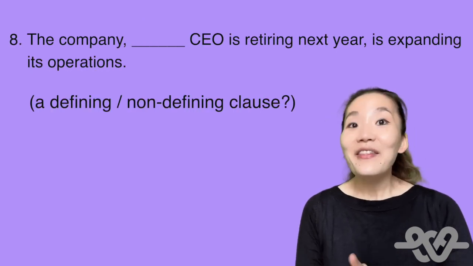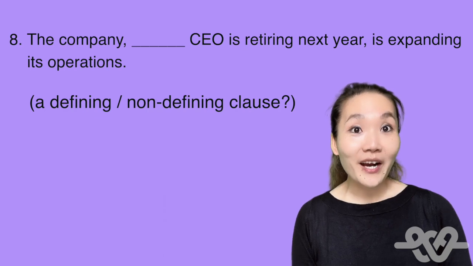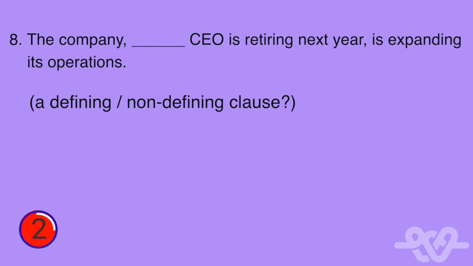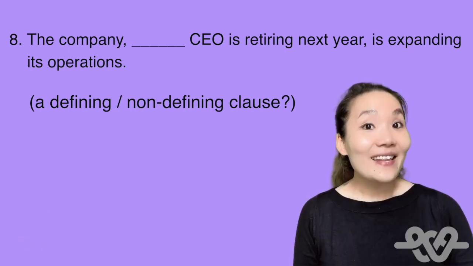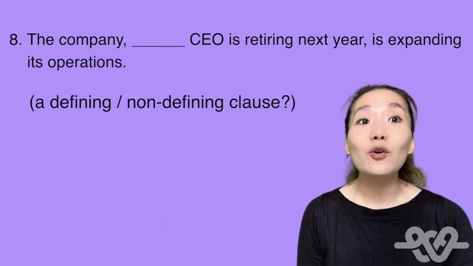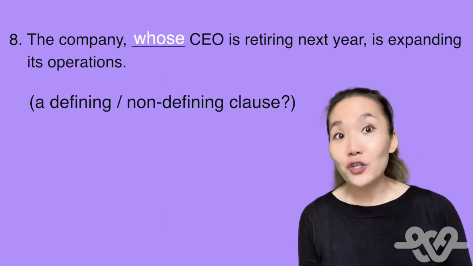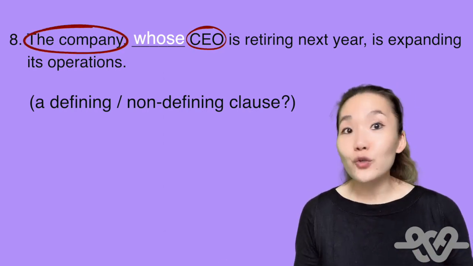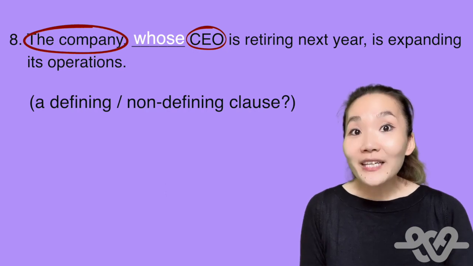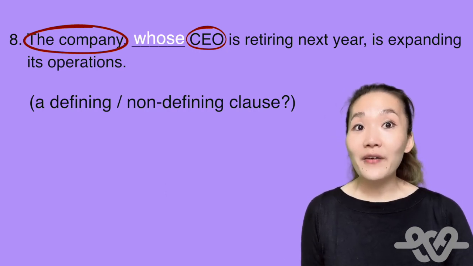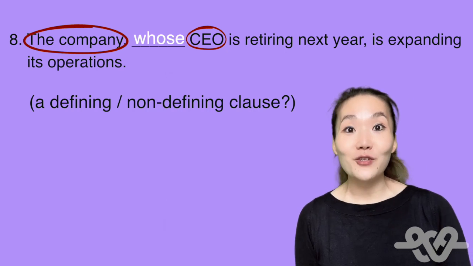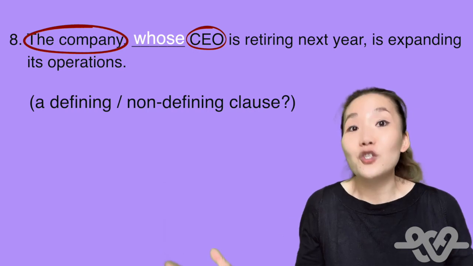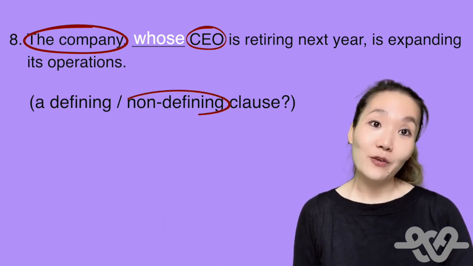All right, number 8. The company CEO is retiring next year. It's expanding its operations. In this sentence, we should use the relative pronoun whose because we are describing the possession or association of the noun CEO with the company. We use whose to indicate possession or association. The relative clause whose CEO is retiring next year gives us some extra information about the company, but it's not crucial to know that detail in order to understand their expansion plans. Therefore, it's a non-defining relative clause.